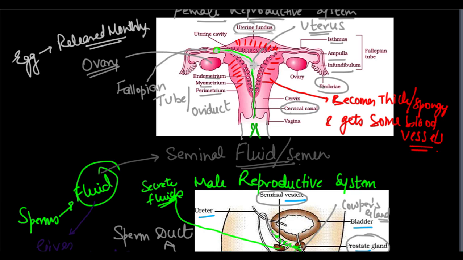So after it comes to the uterine wall, it divides several times and finally forms a structure. After the zygote divides several times, the structure formed is called the embryo.